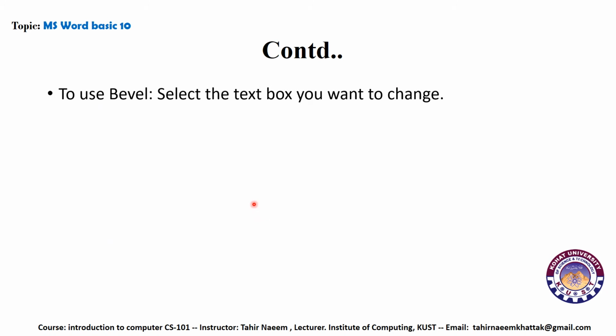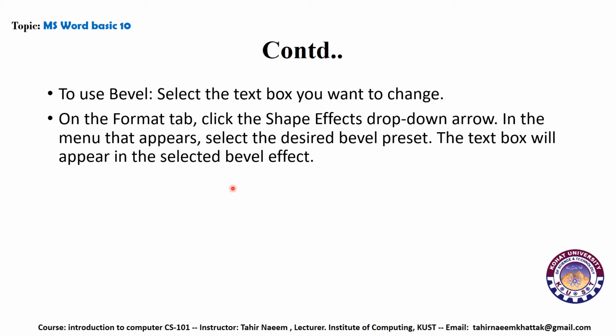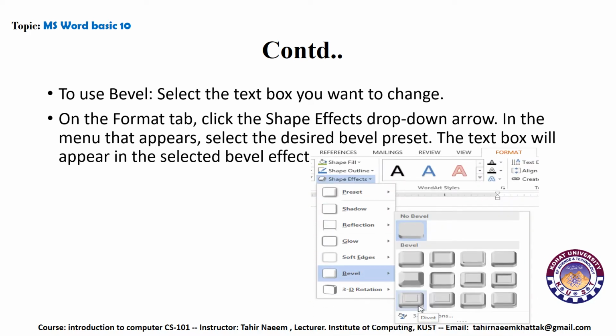To use bevel, select the text box you want to change. In the format shape, click the shape effects drop down arrow in the menu that appears. Select the desired bevel. The text box will appear in the selected bevel effect. So as you can see from here, we have selected the bevel, and there are further options like no bevel and bevel, and these are the different shapes which we can avail in our document.